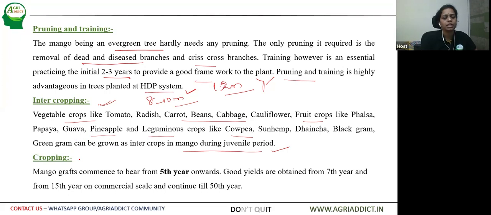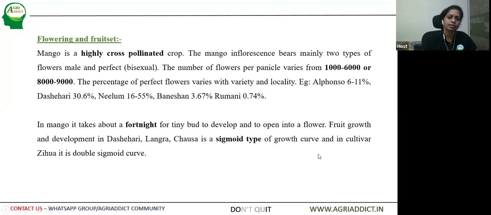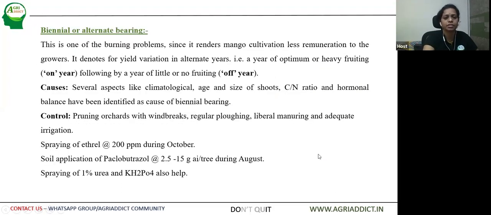Then cropping: as I told you, it comes from the graft from the 5th year onwards. Good yields can be noticed from the 7th year to around the 15th year. Then it may continue until 50 years. Once the graft is established in the orchard, we can expect yields up to 50 years, so the growth of the plant is not hindered until 50 years.